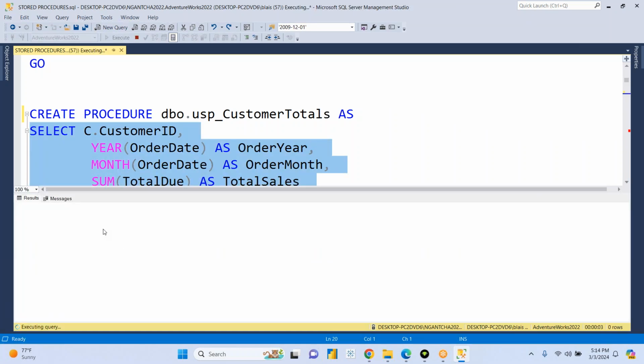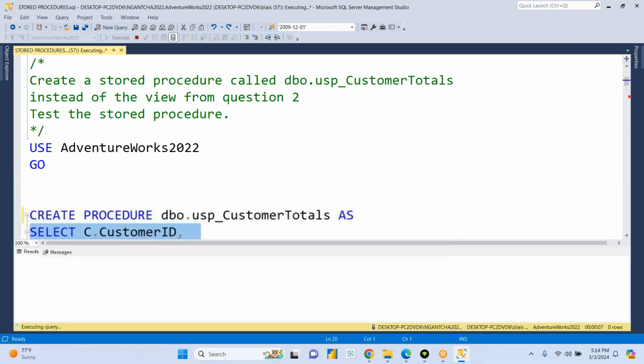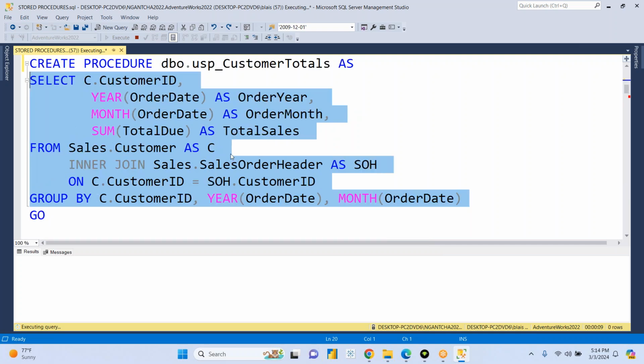Hopefully this will not take forever to execute. So I started off by explaining what this stored procedure will contain. It's going to be showing us each customer ID. We're interested in the year the order was placed, alias that as order year. We're interested in the month the order was placed as the order month. Now we sum the total due. One customer can place many orders, so across the year and month, let's sum to get a total sales. This is taking forever to execute.